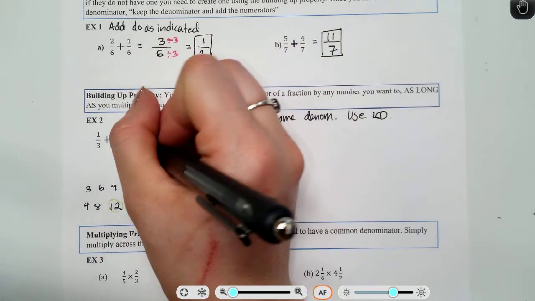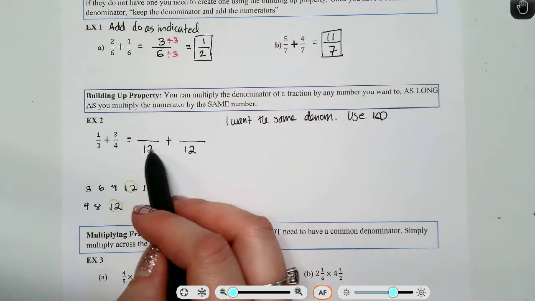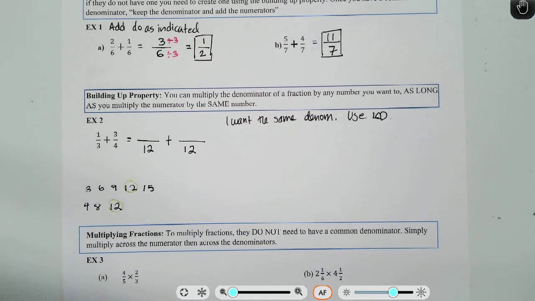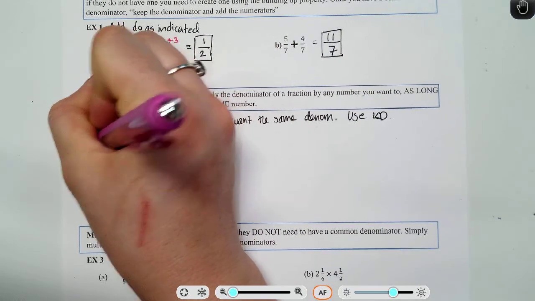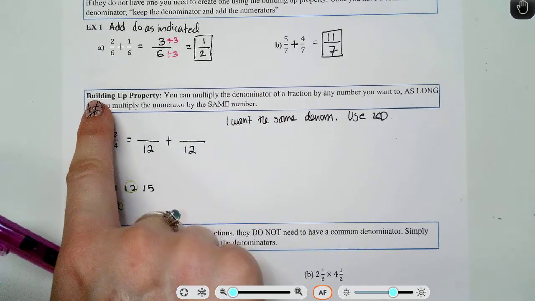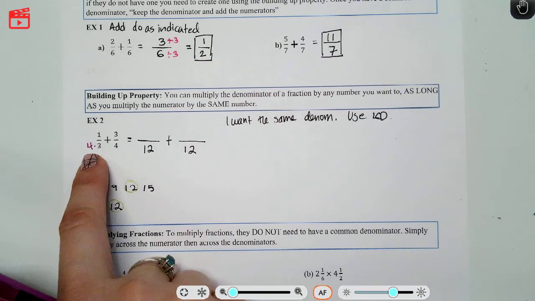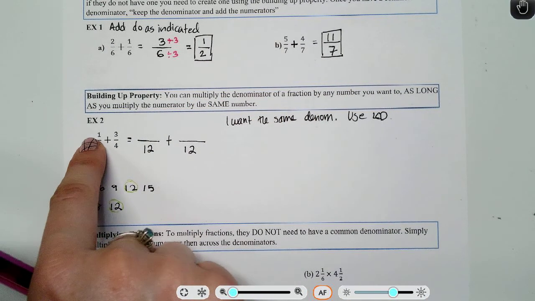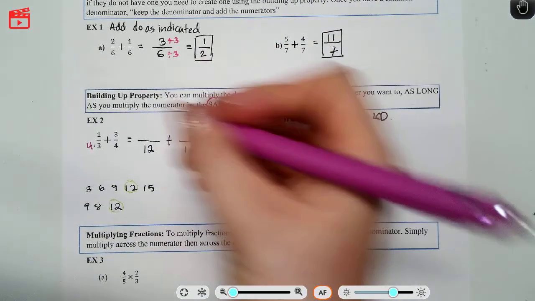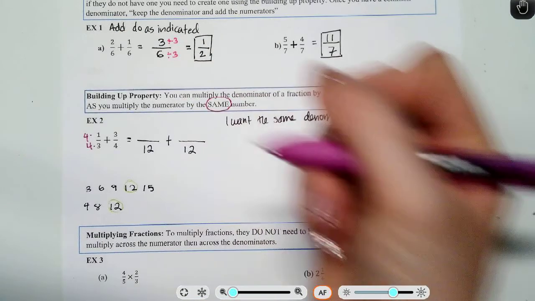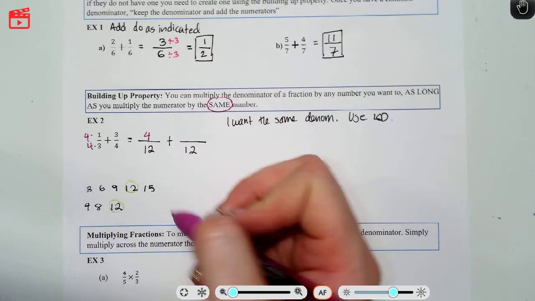So I want to make this into a 12 plus a 12. The question is, how do I make a 3 look like a 12? Well, I'll multiply it by 4. But when I multiply the bottom, remember we're going to use the building up property. If we multiply the denominator by a number, we need to multiply the numerator by the same number. So I'll multiply the top by 4. So 4 times 1 is 4. 4 times 3 was the 12.